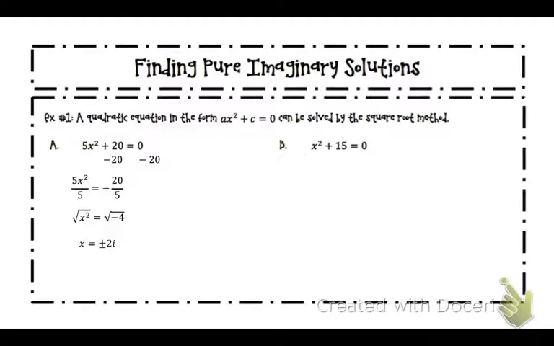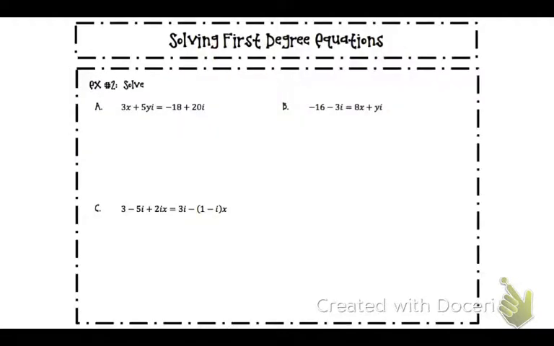Okay? Let's do b. So we're going to subtract the 15. You get x squared equals negative 15. Square root both sides. You get x equals plus or minus i square root of 15, because you can pull out an i. That's all you can pull out, though. Square roots of 15. Okay? Those ones are pretty straightforward and simple. Let's get into some more complicated ones.